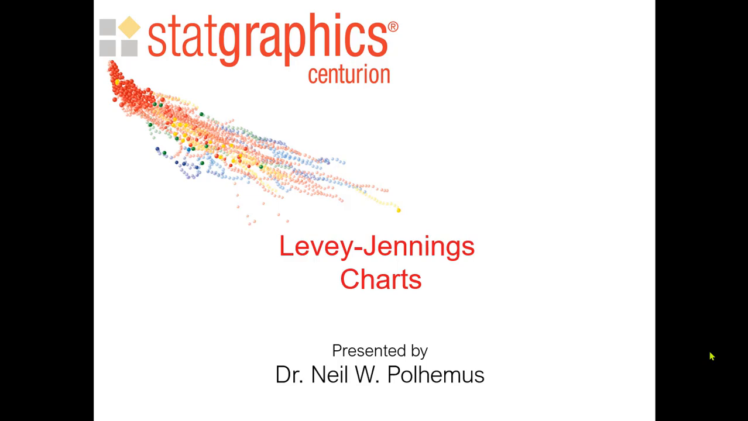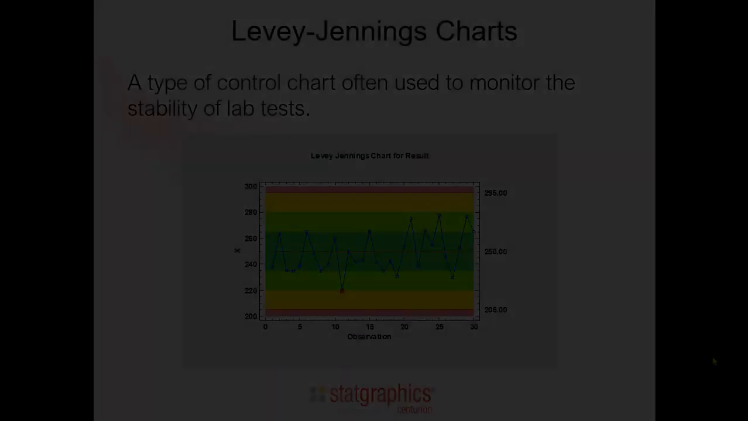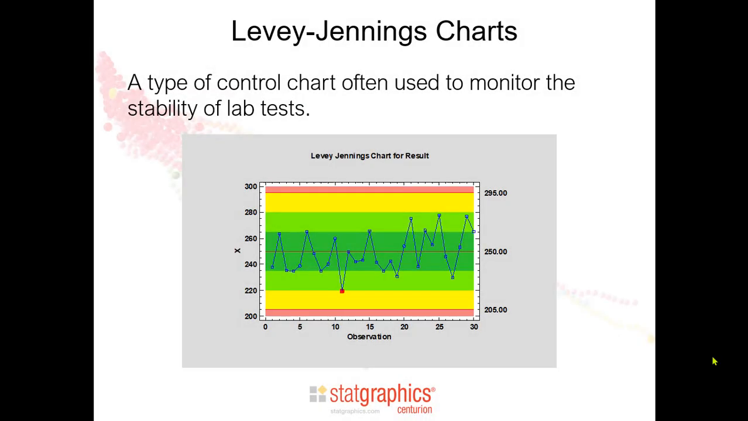This video describes Levey Jennings charts, a new addition to Statgraphics Centurion version 20. Levey Jennings charts are a type of control chart often used to monitor the stability of lab tests. Here you see 30 consecutive measurements made on a control sample in a lab.